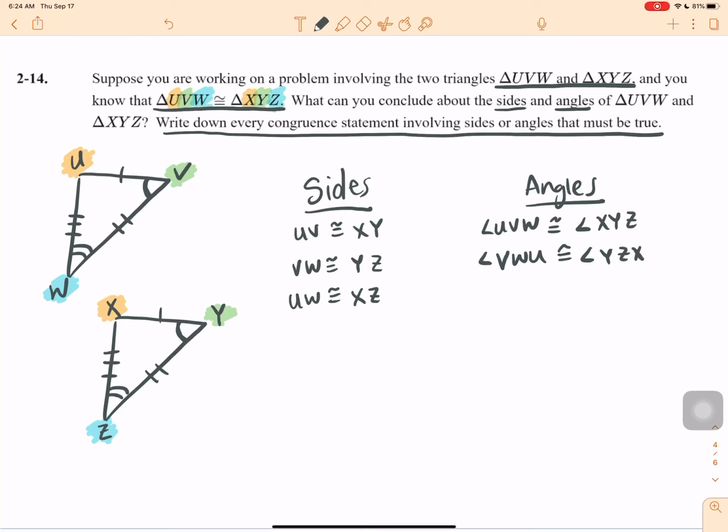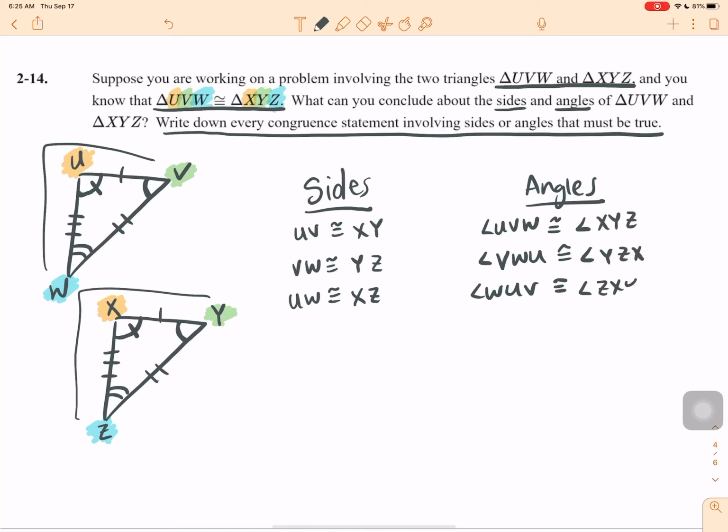And then last but not least, we have this angle here. You could do three marks or just like an arc with the line, so all three angles are still marked differently. So if I call this one WUV, is congruent to ZXY, that angle there. I don't know why I did that Y different.